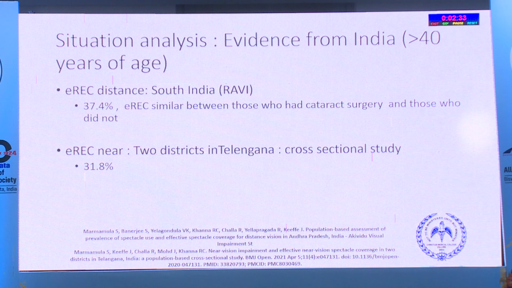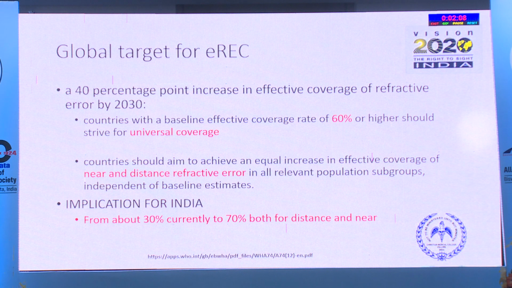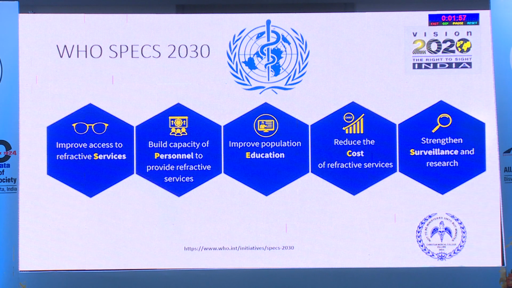The situation analysis, I have just taken one recent study to demonstrate this. eREC for distance is about 37.4, and that for near, about 31.8%. WHO has set a target for us that by 2030, we should have a 40% increase in effective refractive error coverage. This should include both near and distance vision, and so the implication for India would be that we should move from 30% to about 70% in less than 6 years. So how does the WHO propose to do this?